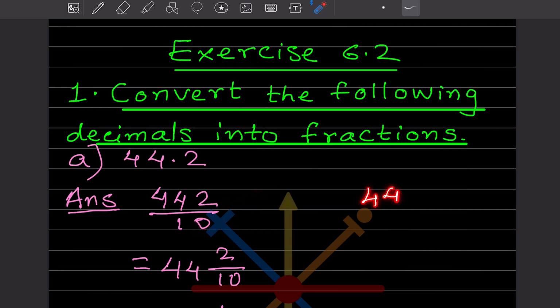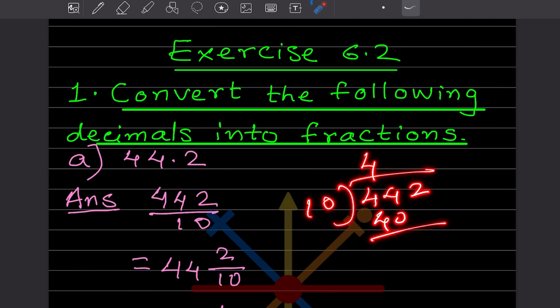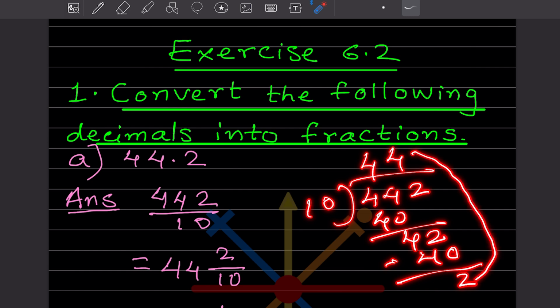So 442 divided by 10. 10 fours are 40. Here is 42. Again here 10 fours are 40, so what remains here is 2. So how are we going to write this? 44 integers 2 by 10. This is the whole number, this is the quotient, this is the remainder, and this is the divisor.